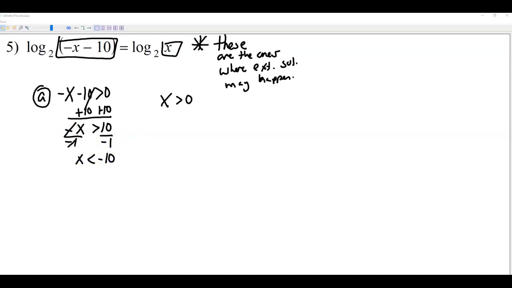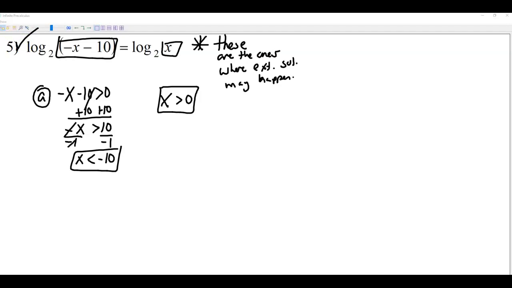So x has to be less than negative 10, and also greater than 0. Now, you guys, that may be causing you to pause for a minute and think, wait a minute, how is that possible? How can a number be less than negative 10, but also greater than 0? And the answer is, well, that isn't possible. And so therefore, I already know that this thing is not going to have a solution to it. Okay, it's not going to work.